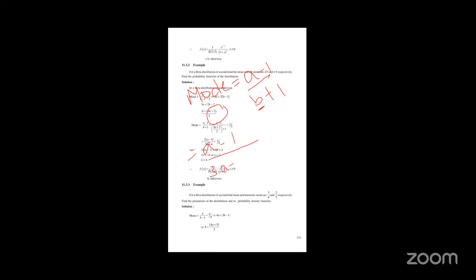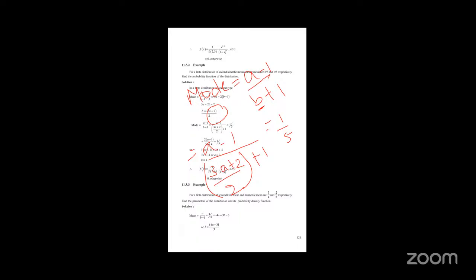Now, what is the variance? They gave variance, they gave mode. So what is the formula of mode? The mode is equals to a minus 1 by b plus 1. So in the place of b, we need to substitute this. So I'm substituting it. So a minus 1 by, what is b? b is 3a plus 2 by 2, plus 1. They are saying equals to 1 by 5.